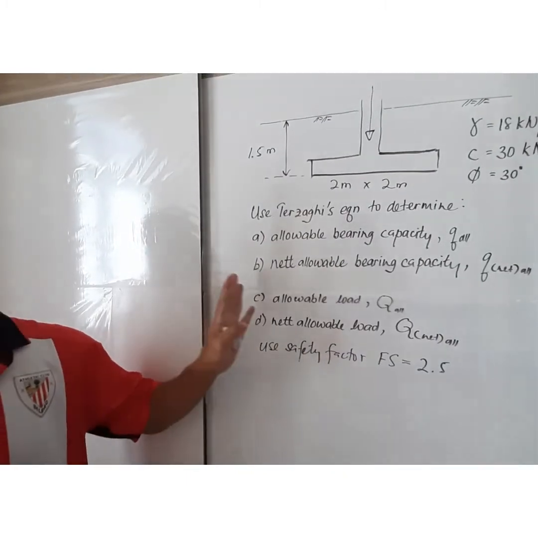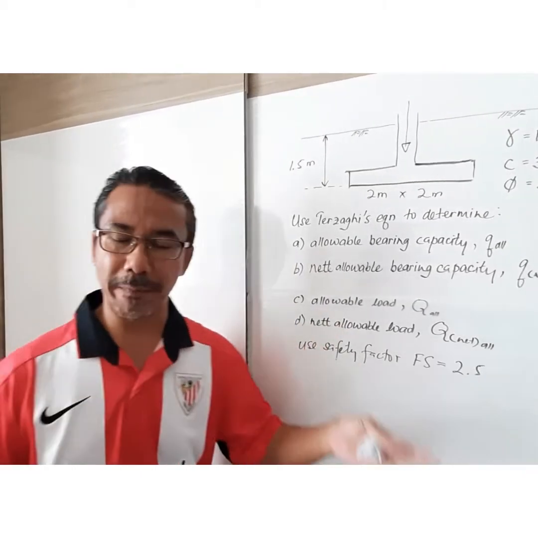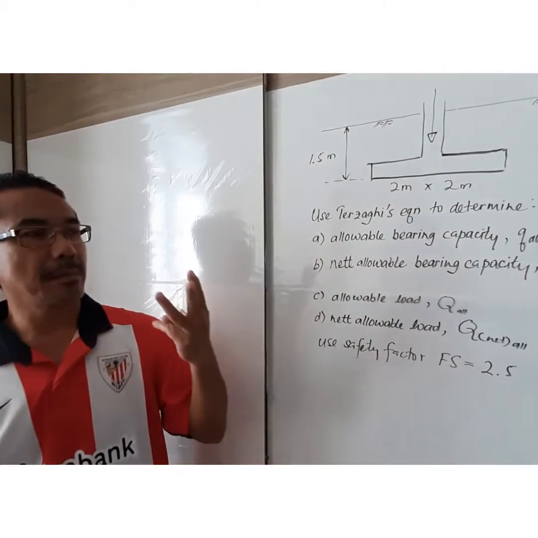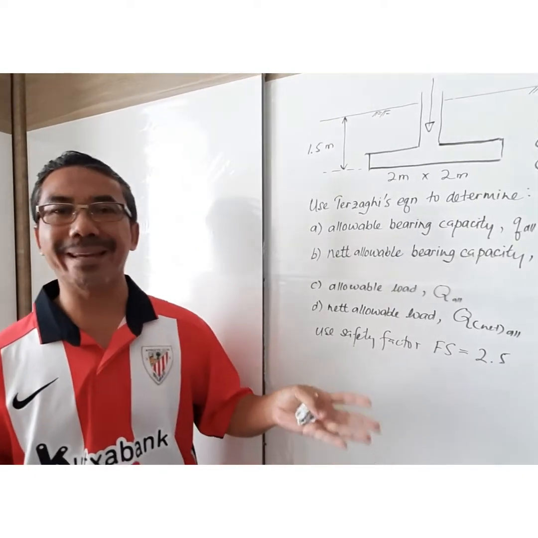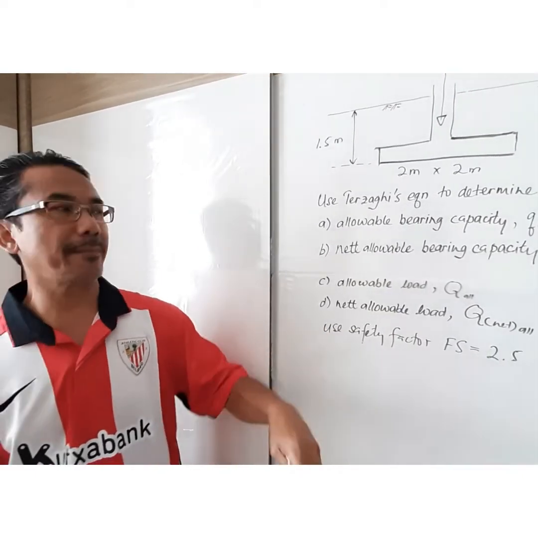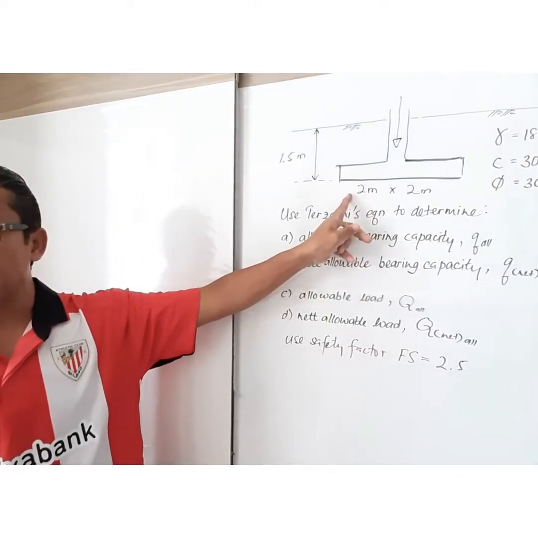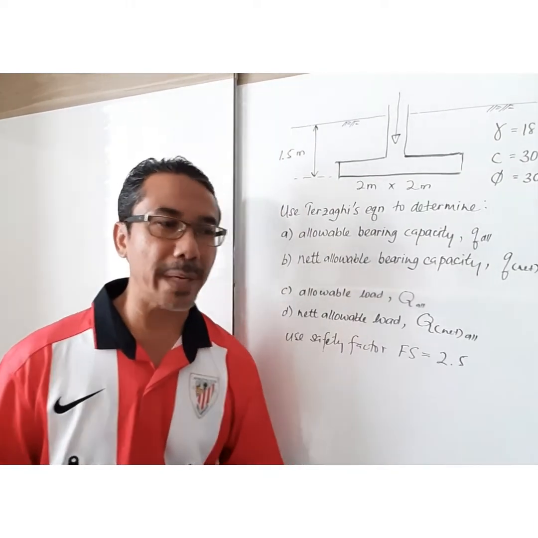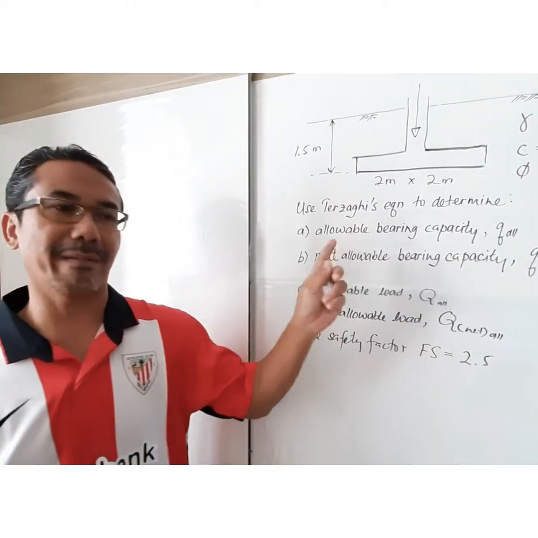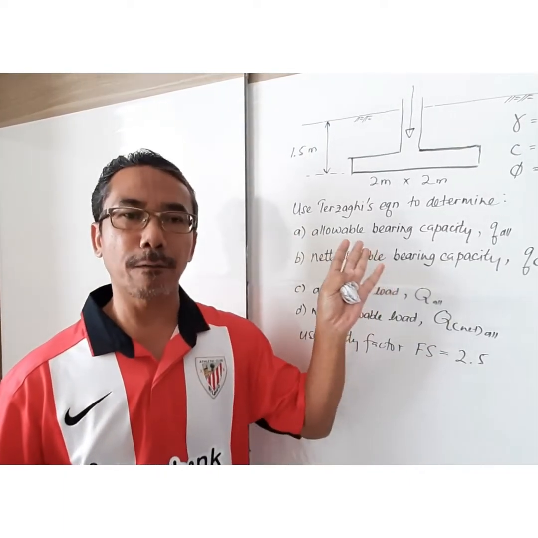So if we refer back to our previous lecture, Terzaghi formulated three different equations depending upon the shape of the footing. Now, if we refer to this diagram, it's a square footing, then you have to refer in your book, page 22 or 23, you refer to the equation for rectangular footing.